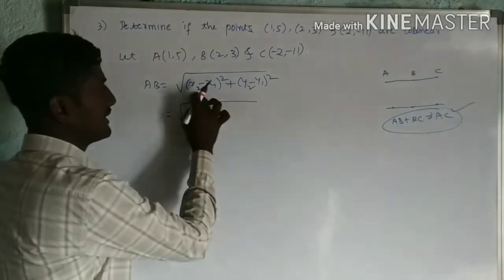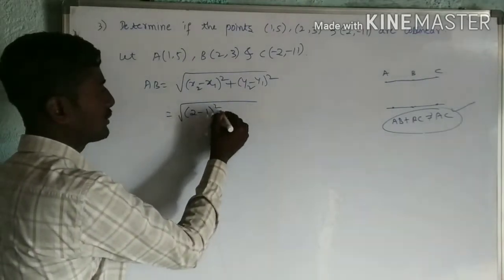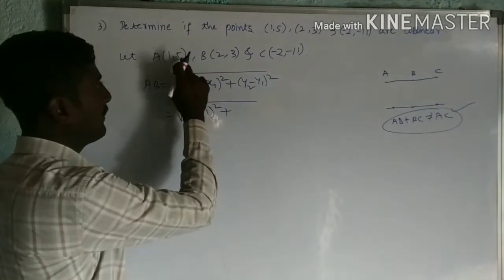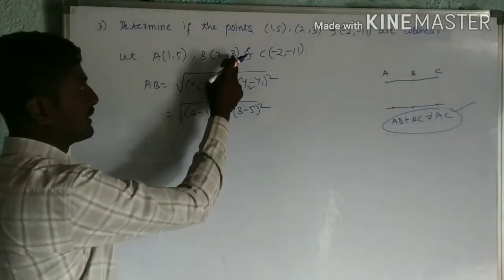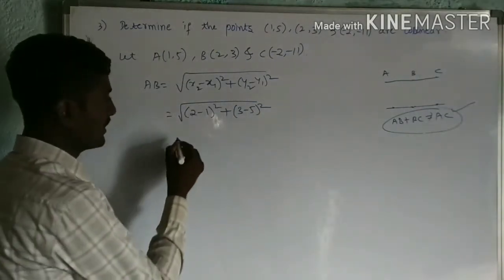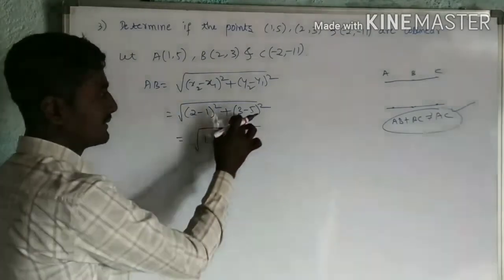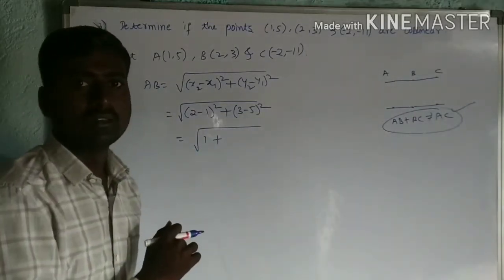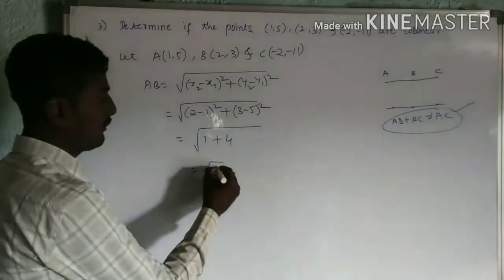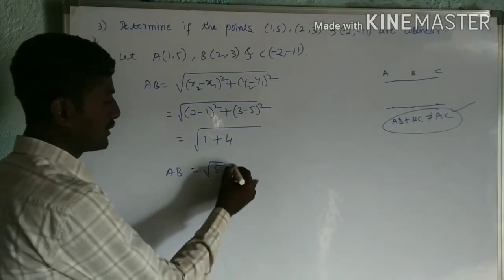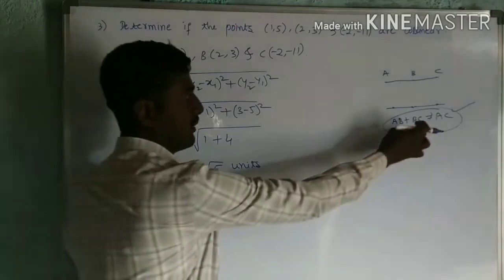Now under root, (x2 minus x1) whole square means (2 minus 1) whole square, plus (3 minus 5) whole square. This equals root of 2 minus 1 square, that is 1, plus 3 minus 5, that is minus 2, square, which is 4. Now this is equal to root of 5. So AB is equal to root 5 units.